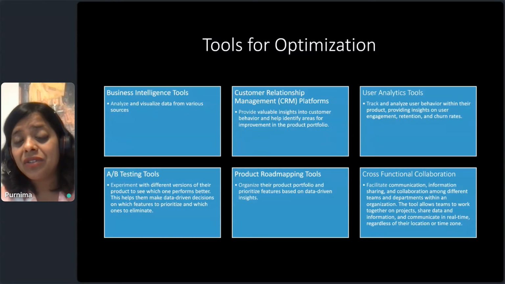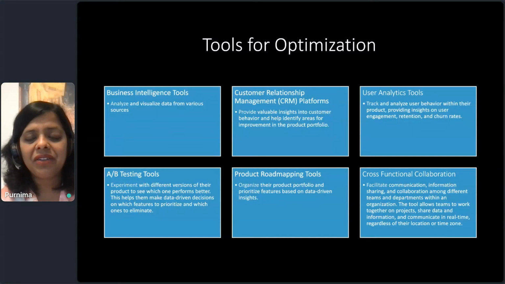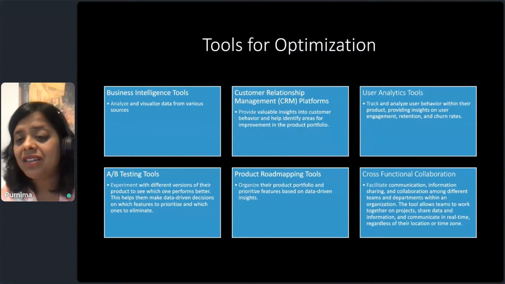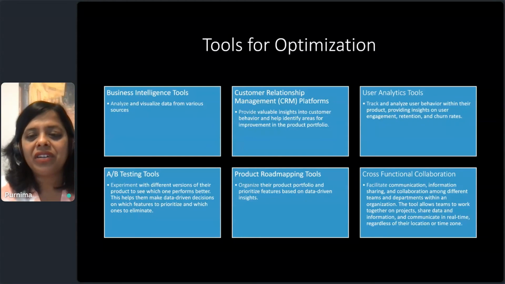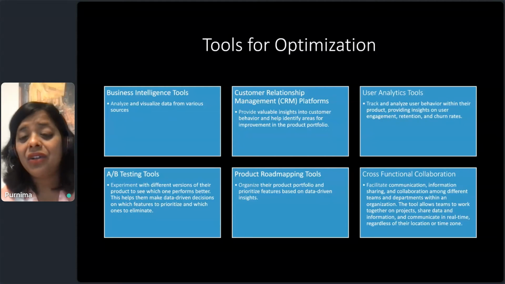Your user analytics tool, so track and analyze user behavior. And right now, the market is flush with really good products here. Pendo, Heap, Amplitude, Mixpanel, anything you want. They provide you with the facility to say, okay, look at this as a product journey, tied to engagement, retention, churn rates, whatever you want to do. There's a lot of flexibility in these tools.